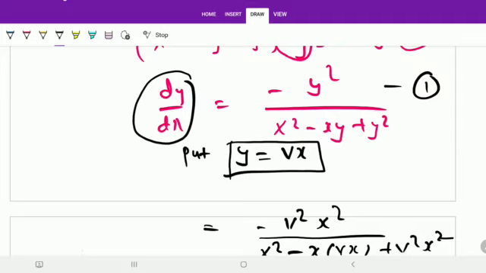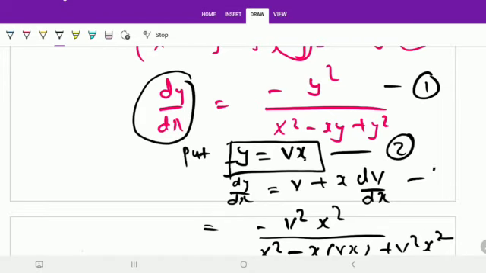So this is like the previous question only. What will be the value of dy by dx? If I differentiate, the value of dy by dx will be v as it is, derivative of x which is 1, x as it is, derivative of which is dv by dx. In the previous question also we got equations 2 and 3, and we substituted 2 and 3 in 1. So dy by dx, what is the value of dy by dx? It is v plus x dv by dx.